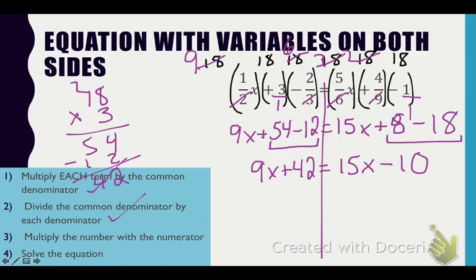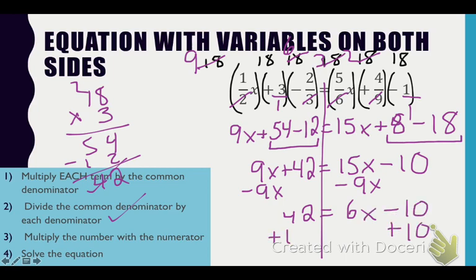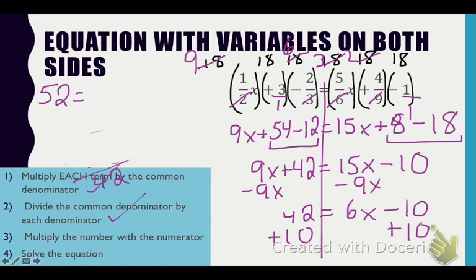Then I need to get the variables to the same side. So to do that, I'm going to subtract 9x from both sides. 42 equals 15 minus 9, which is 6x minus 10. Add 10 to both sides. I get, and I'm going to rewrite it over here because I'm running out of room, I get 52 equals 6x. And I'm going to divide both sides by 6.